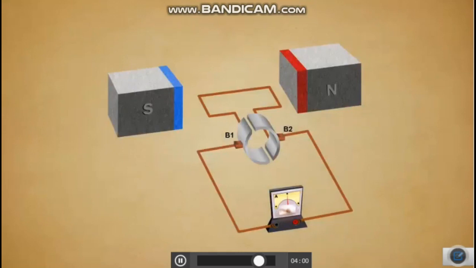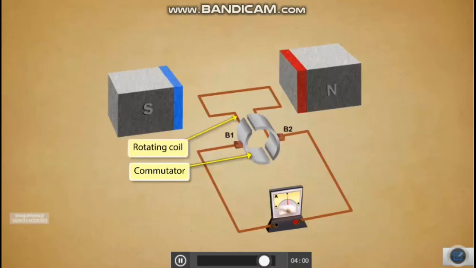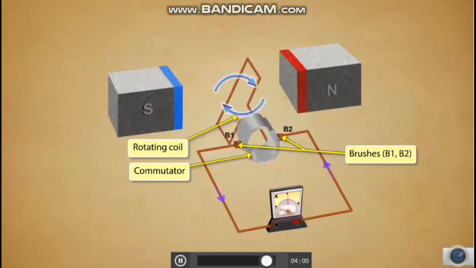In order to get a unidirectional flow of current, a device called the commutator is used. Instead of two separate rings, a commutator keeps the current flowing in one direction instead of back and forth. In this case, the stationary brushes form contact with opposite parts of the commutator. As the coil turns, it cuts across the magnetic field and current is induced.